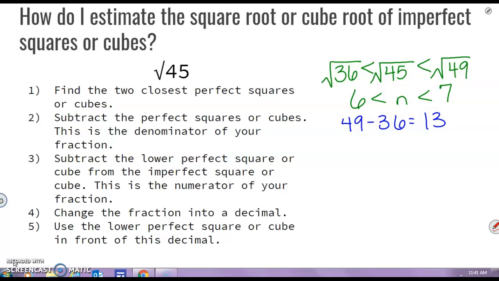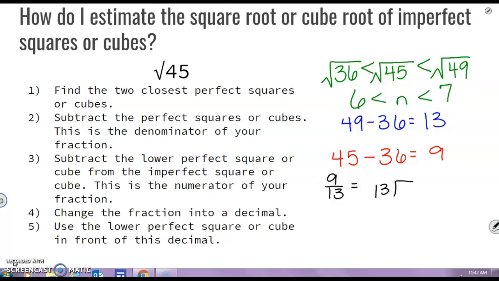The third step is to subtract the lower perfect square or cube from the imperfect square or cube. So our imperfect square is 45 minus our lower perfect square, which is 36. 45 minus 36 is 9. This is the numerator of our fraction. In step 4, we're going to take our fraction, which is 9 over 13, and we're going to change it into a decimal.